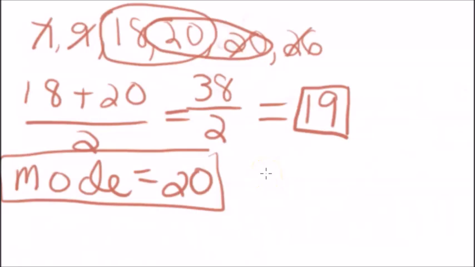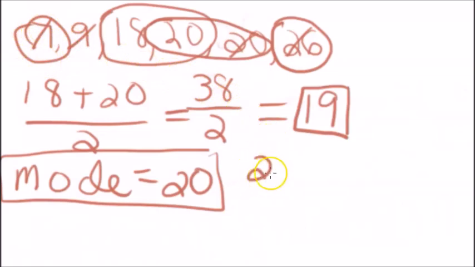Finally, let's calculate the range for this data set. So, our highest number is 26, and our lowest number is 7. Therefore, we have 26 minus 7, which gives us the range of 19.